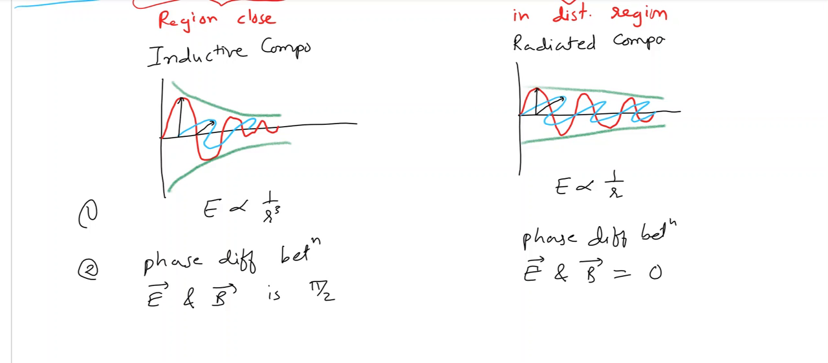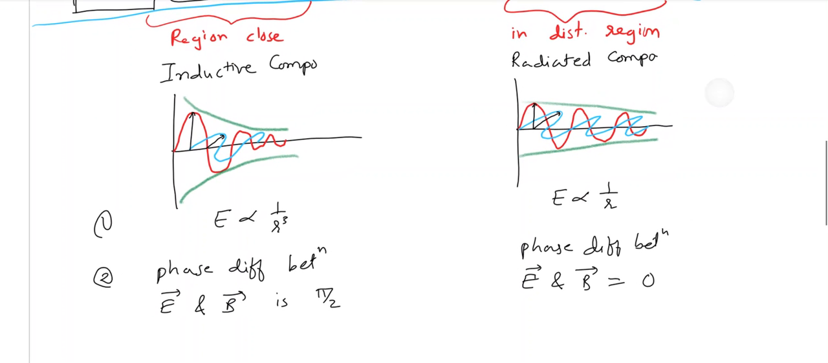So, three points: first, the definition of inductive component and radiated component. Secondly, how fast the electric field falls in either case. And lastly, the phase difference. So that is all for today's assignment.